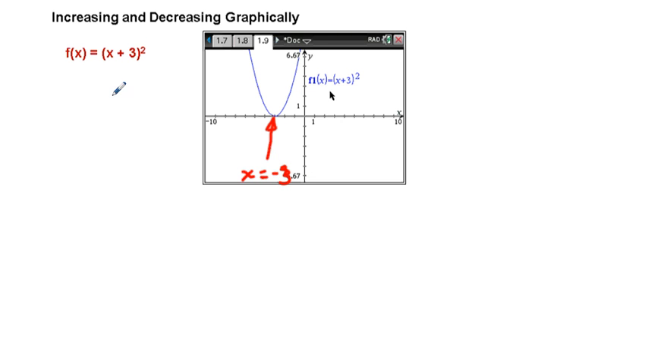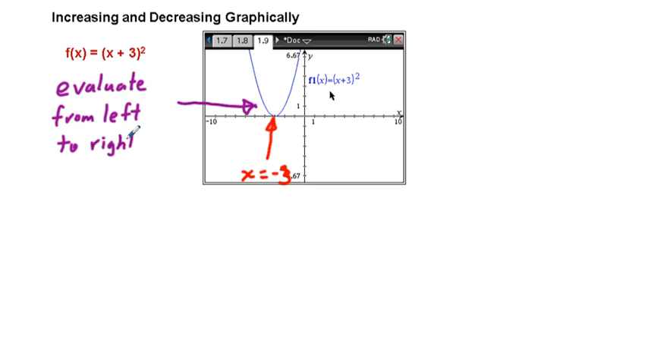Now, one thing I didn't mention in Part 1, which I should have mentioned, is when you're evaluating for increasing and decreasing, you have to evaluate going left to right. And so the function is going to be, from the left, decreasing.